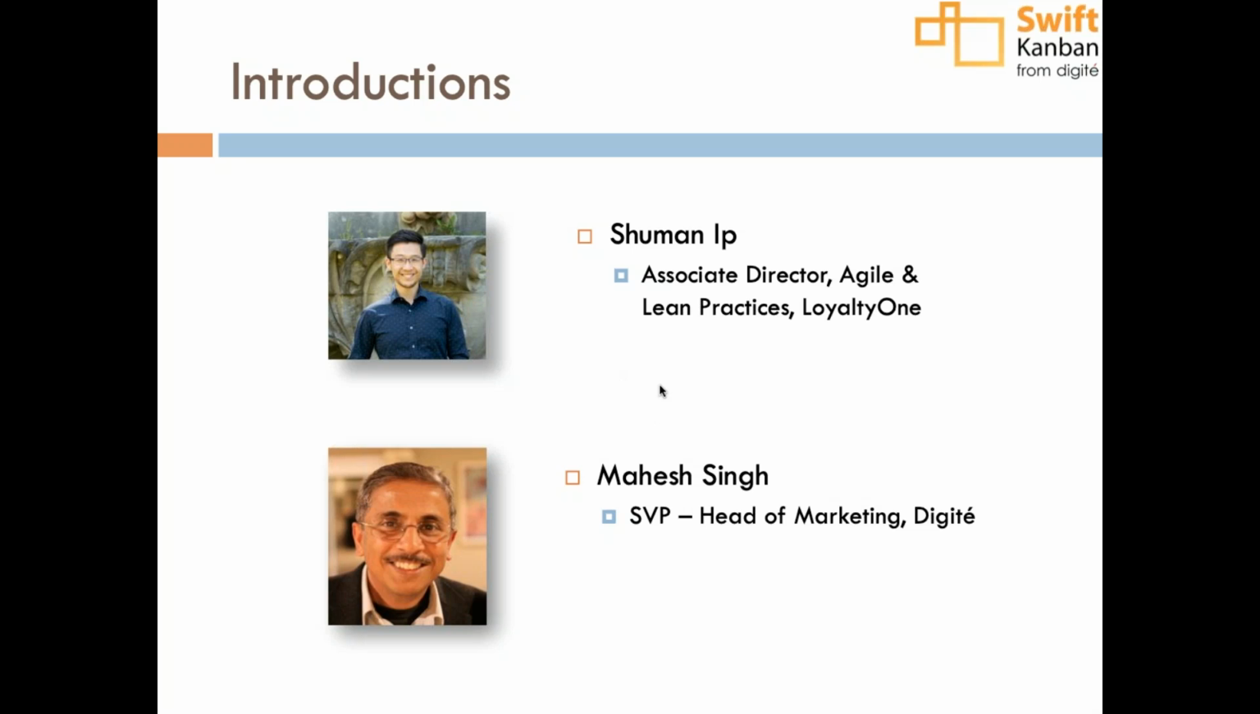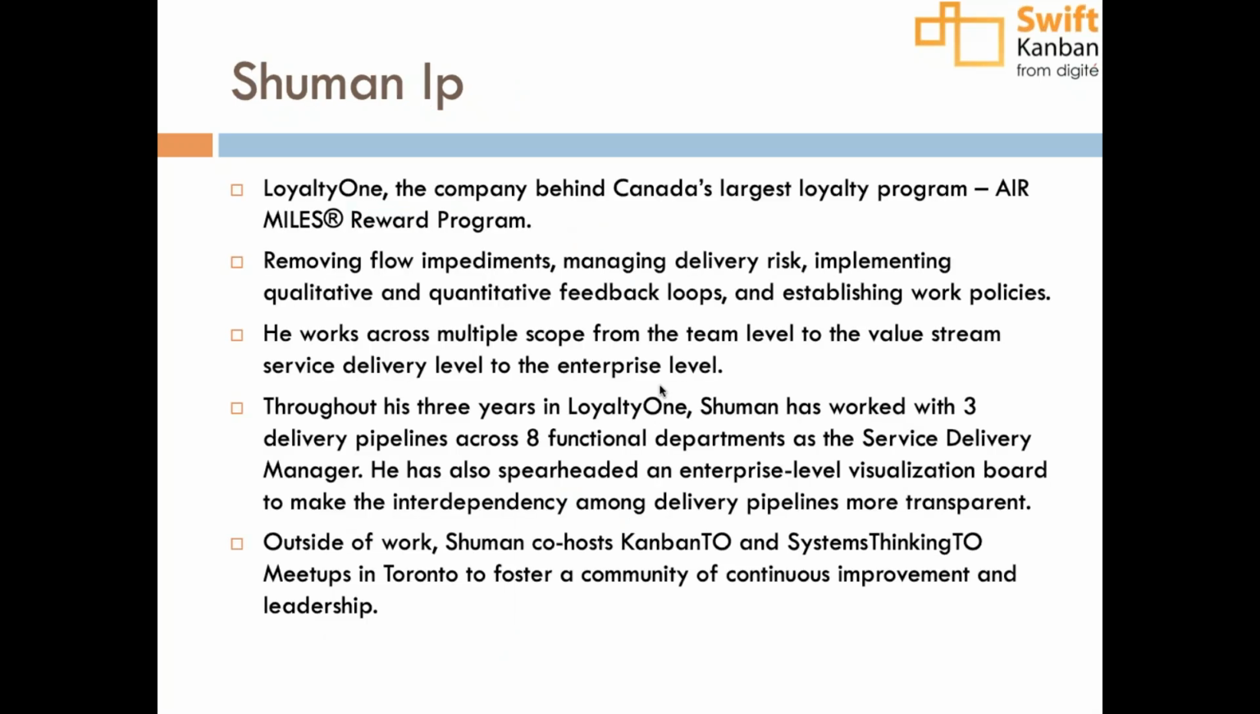Just to give all of you a little more background on Shuman, for those of you who may not know him. First of all, Loyalty One is a pretty large company in Canada, and runs the largest loyalty program, the Air Miles Rewards program. Shuman's responsibilities include enabling flow throughout the organization, removing impediments, managing delivery risks, implementing feedback loops, and ensuring that work policies are implemented. He's worked on different levels, from team all the way up to the enterprise level, and he's been at Loyalty One for 3 years across multiple functional departments, working as a service delivery manager.